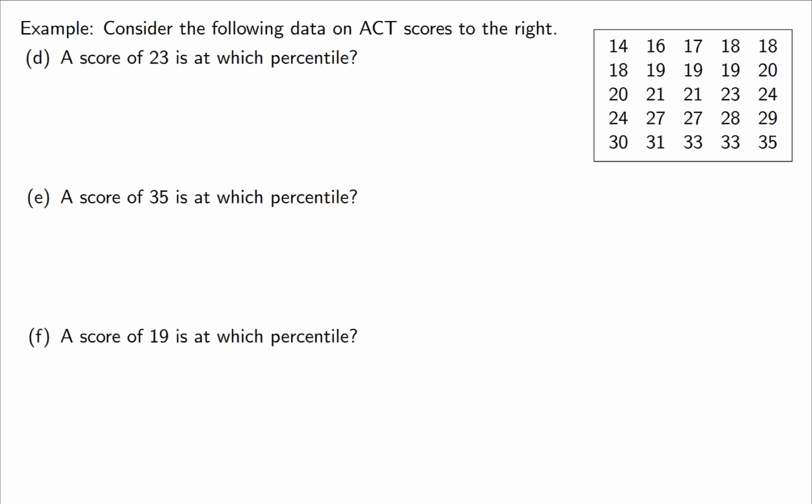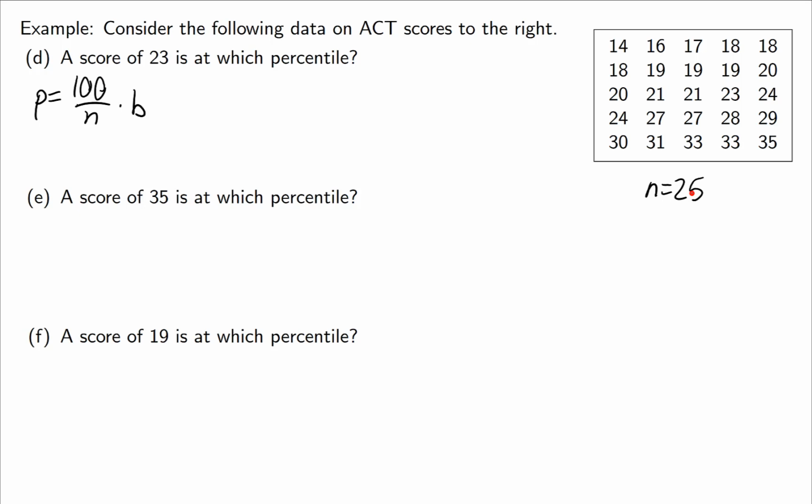Now let's flip it around. If I want to find the percentile, the formula is 100 over n times b. This time, I need to calculate b so that I can calculate p. Well, n is still 25, just like it was in the last 3 examples. And now I'm told that the score is 23.